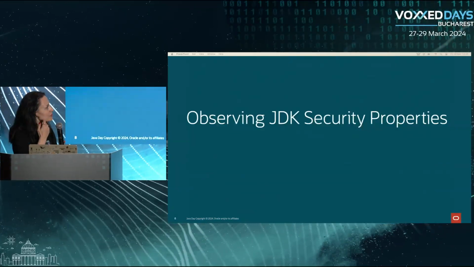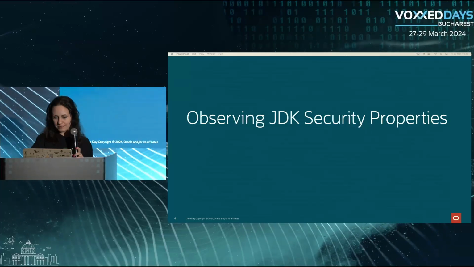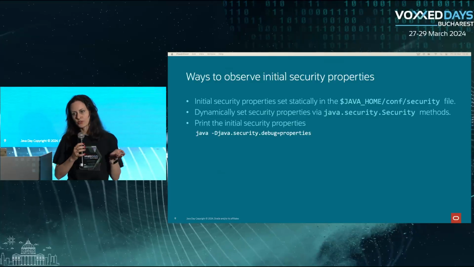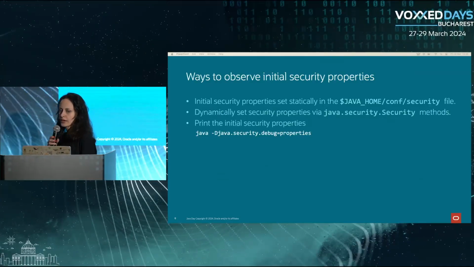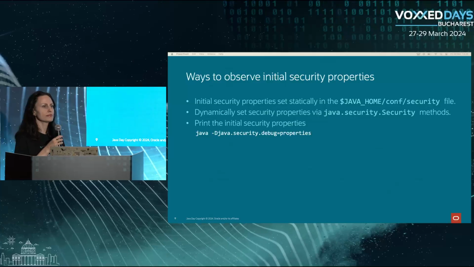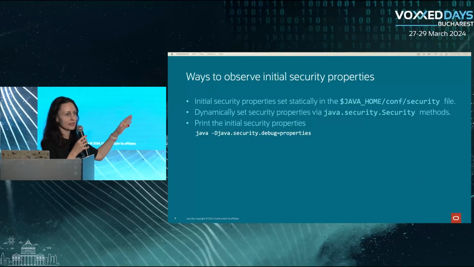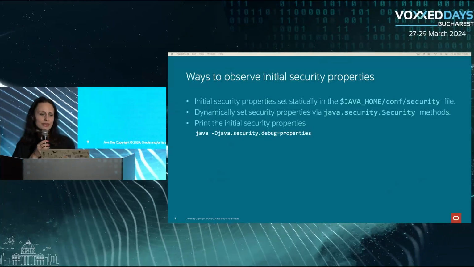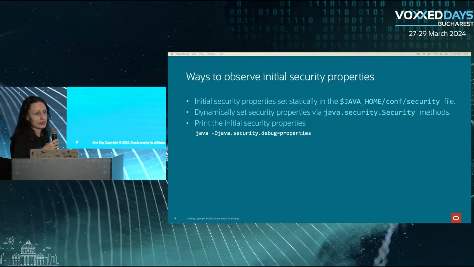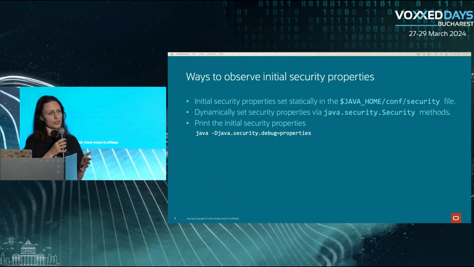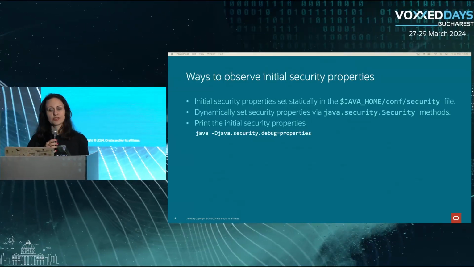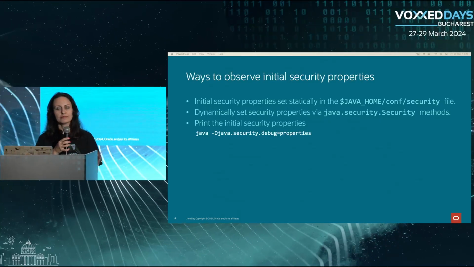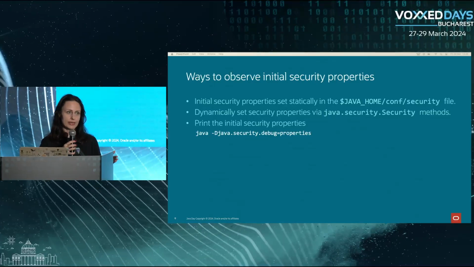So let's start by observing the JDK security properties. To observe the initial security properties, there are a few ways to do that. We can go into the conf security file and look with our own eyes and see them. So this is a static way of defining the security properties. Now, throughout the lifecycle of an application, you can change those security properties by using the Java security methods. So once you set something in the security file, you can change that programmatically.